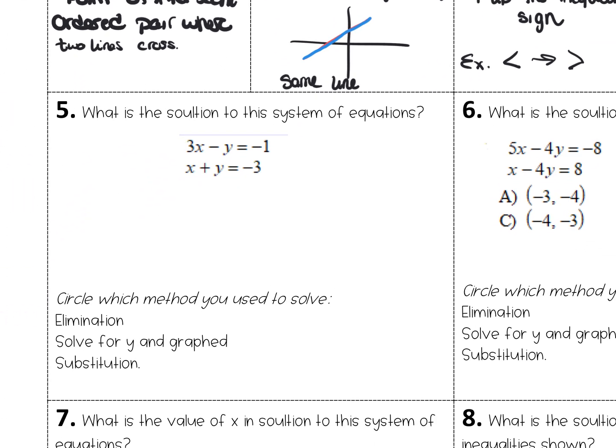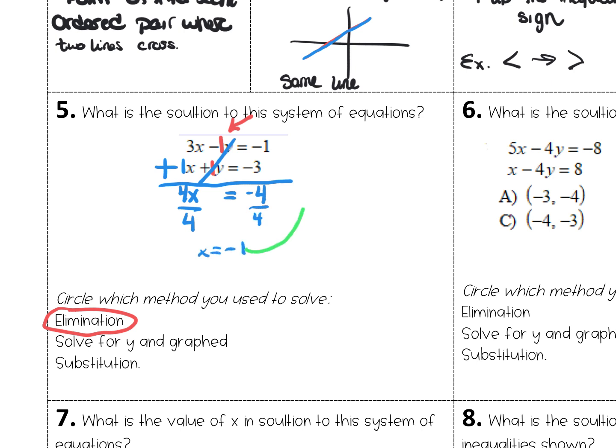So number 5, we're looking for the solution to the system. And I'm going to use elimination because there's a -1 here and a +1 here. The y's have the same number but opposite signs. So when I add up straight up and down, 3x plus 1x makes 4x's. -1 plus 1 cancel out. -1 plus -3 makes -4. Now I can divide by 4, and I get x equals -1.